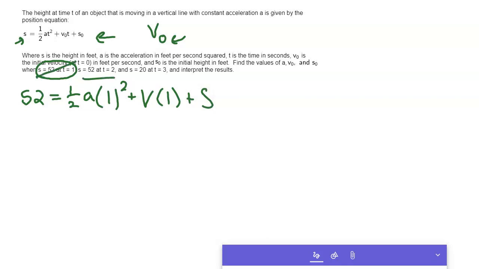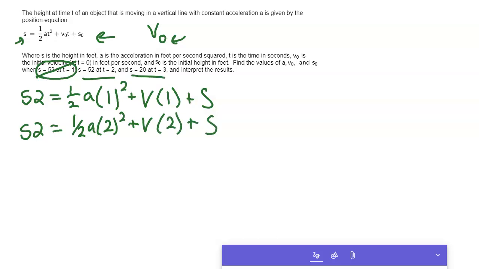Now we'll look at the second set. So 52 equals 1/2 a times 2 squared plus v times 2 plus s. And then your third equation is a 20 and a 3. So 20 equals 1/2 a times 3 squared plus v times 3 plus s.